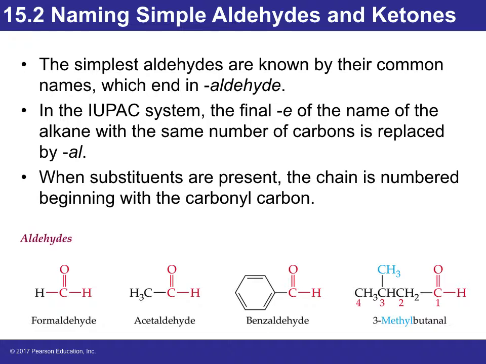Then you look at the substituent. Here I see a methyl. Now I need to start numbering my carbon atoms from right to left. So 1, 2, 3, and that becomes a 3-methylbutanal.